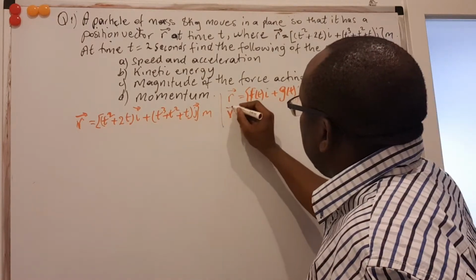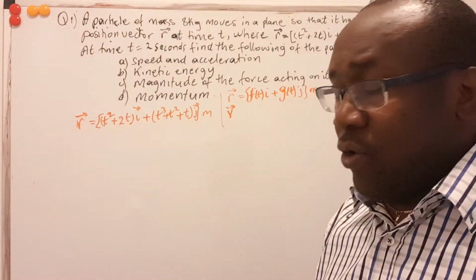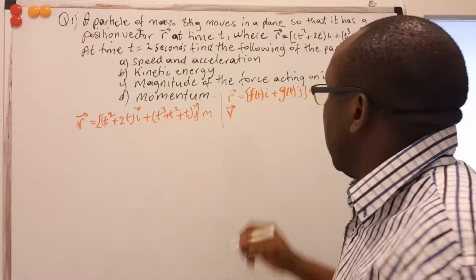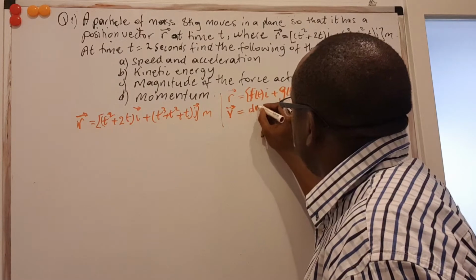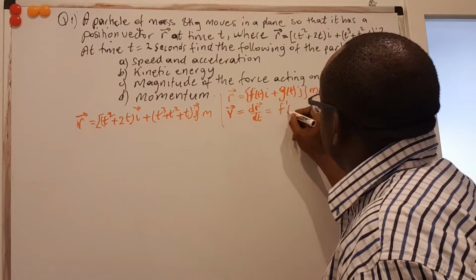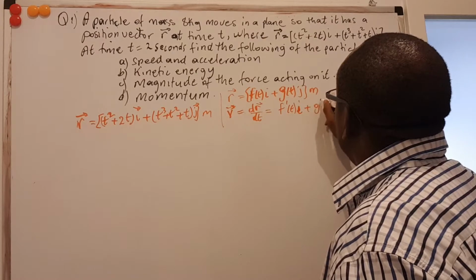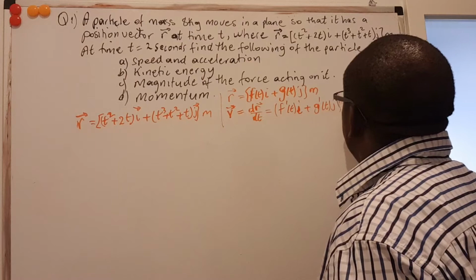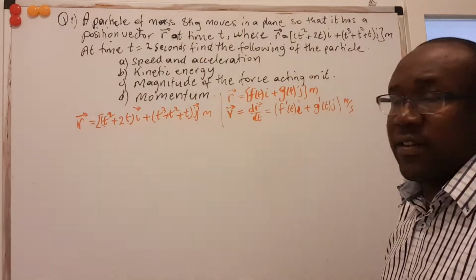Then your velocity is defined as the rate of change of your displacement. It's simply going to say, how does the displacement change with time? We do that as a derivative. So that's dr/dt, which means this is f prime of t i plus g prime of t j. This is meters per second, because the top comes with the meter and the bottom in seconds.